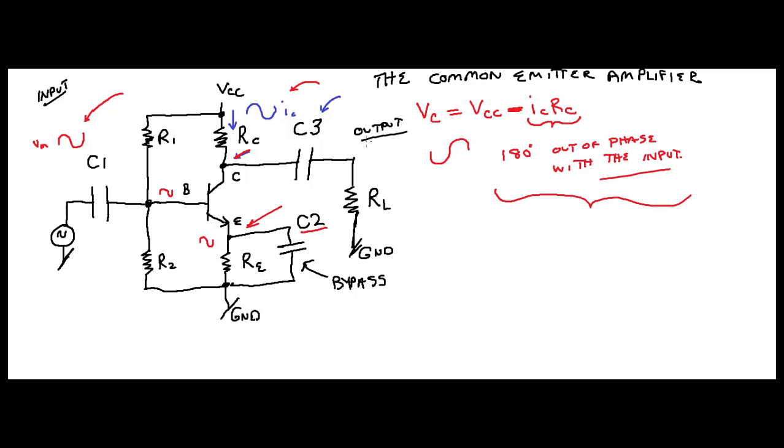And to say that it's common means that both of these are oscillating around ground, which is your common point, because for that signal, your emitter passes right through it and is connected to AC ground.